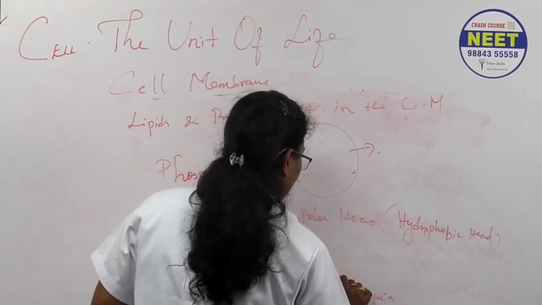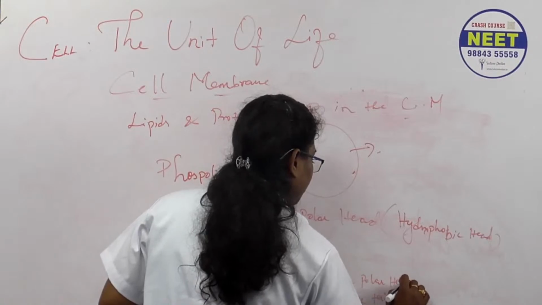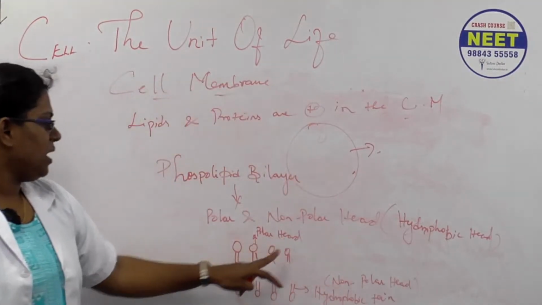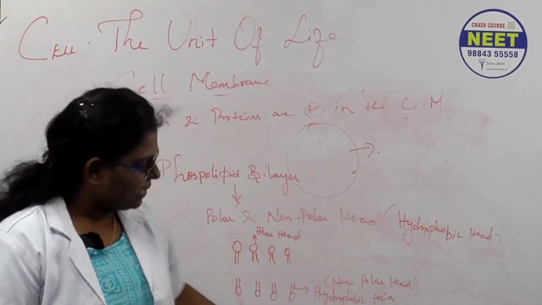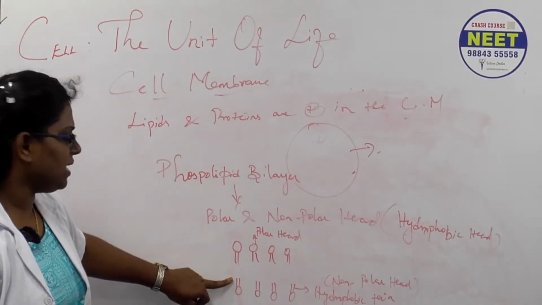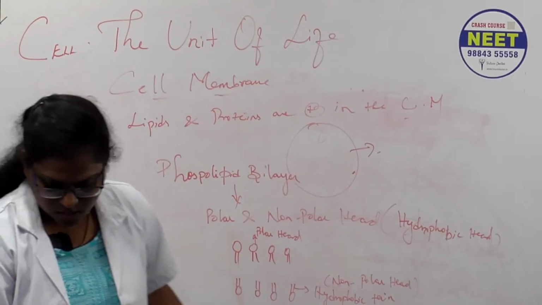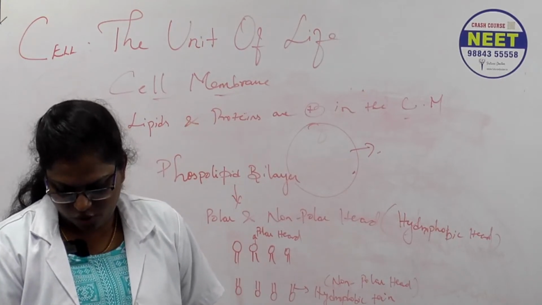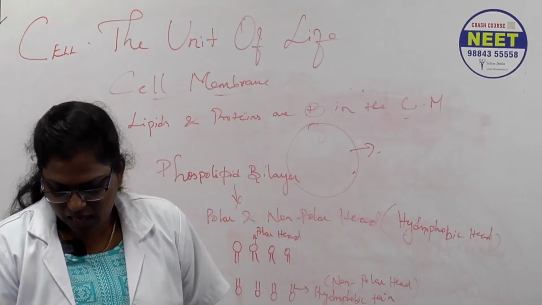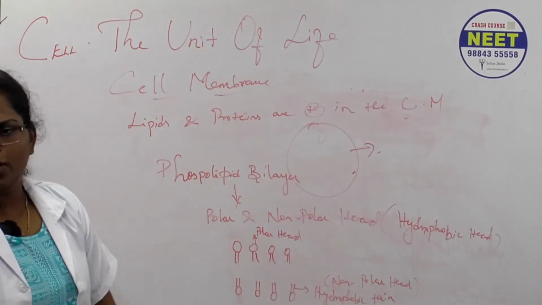Hydrophobic tail is the non-polar part, and the polar head is towards the outer part. So the hydrophobic tail is in the inner part, whereas the polar head is in the outer part. This ensures that the non-polar tail of saturated hydrocarbons is protected from the aqueous environment. You can see this in the picture, figure 8.4.